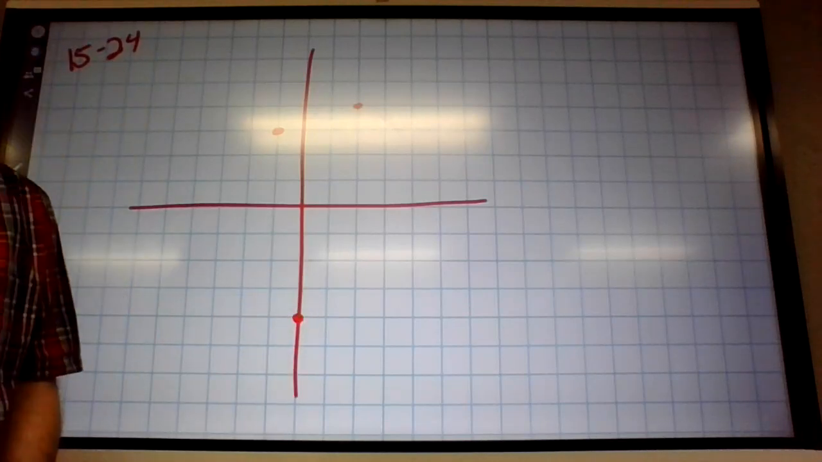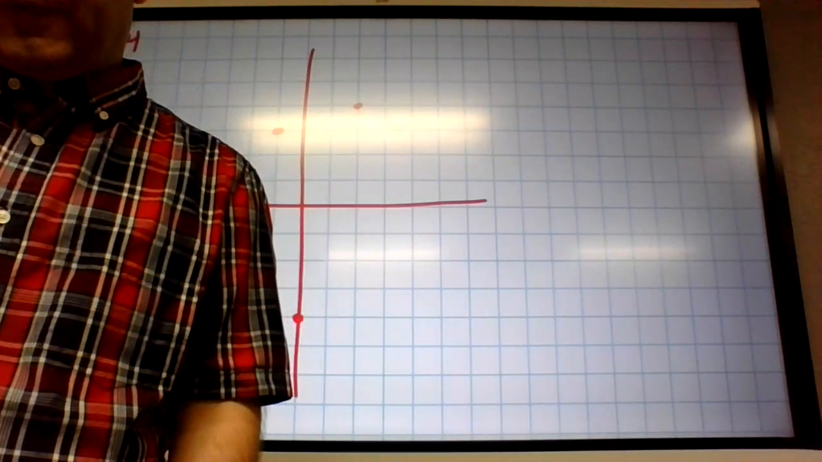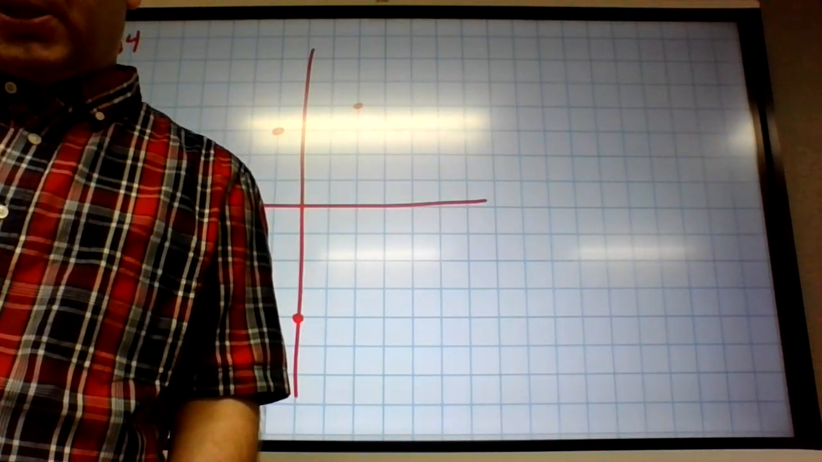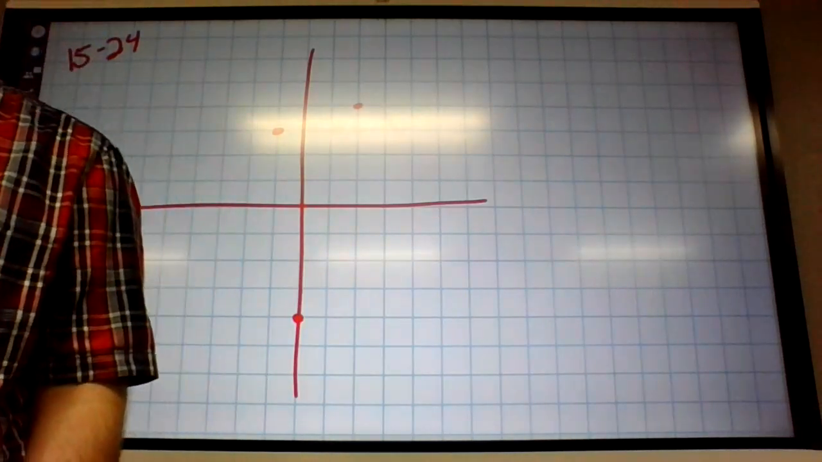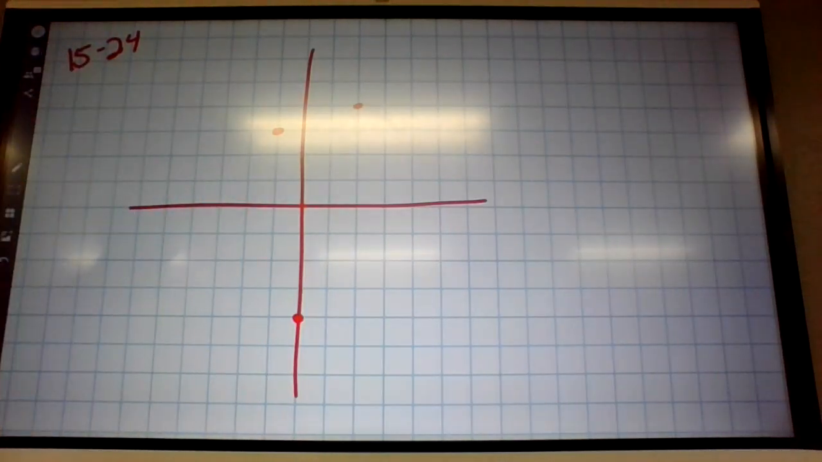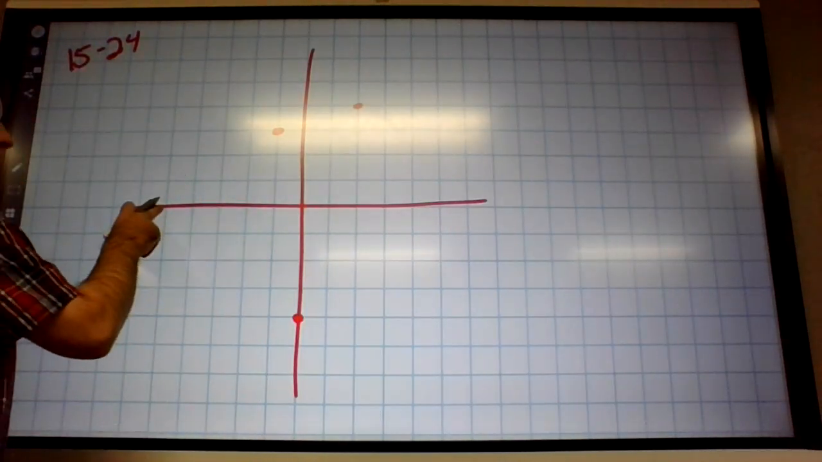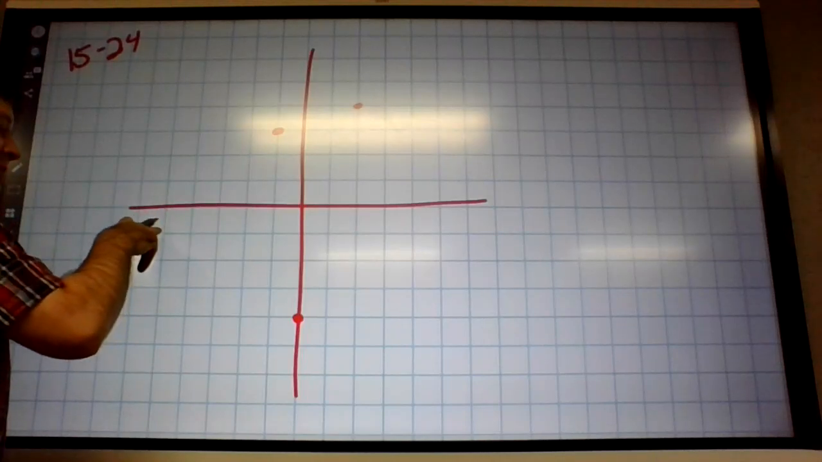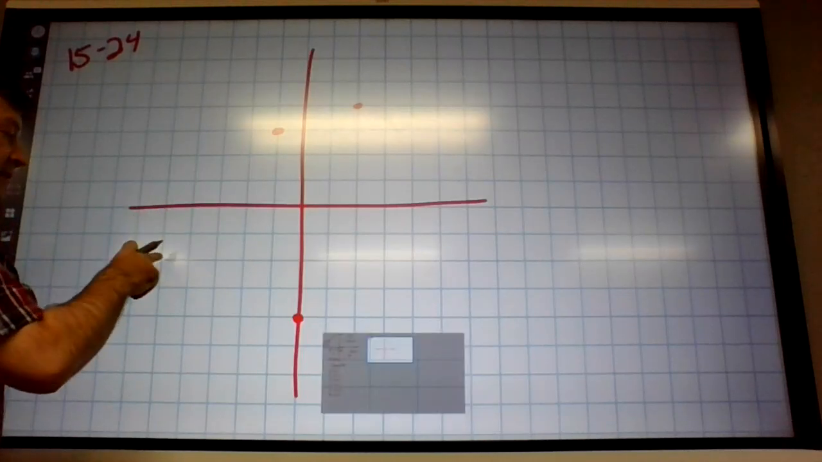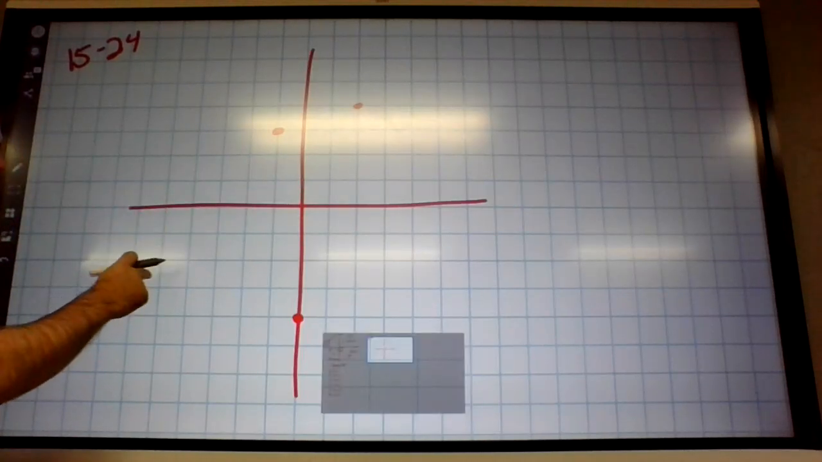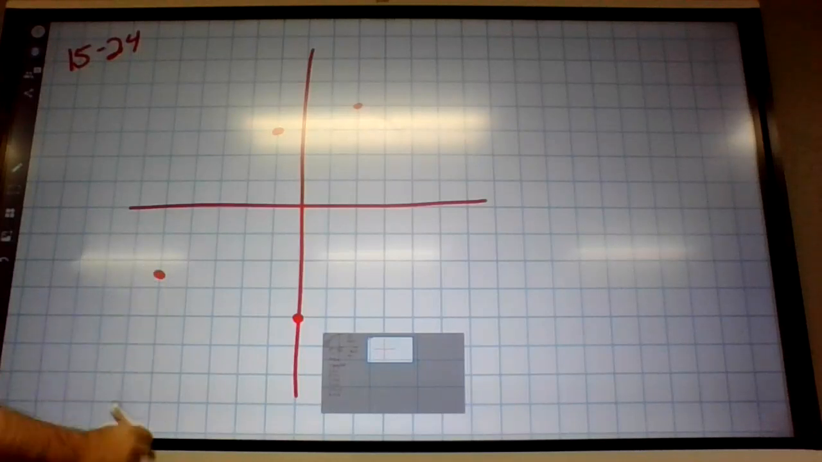Okay. Gotta find my place every time. Alright, Leighton, -5, -2.5. You go to the left 5 and then down 2.5. So down 2.5. So it'll be kind of in the middle.